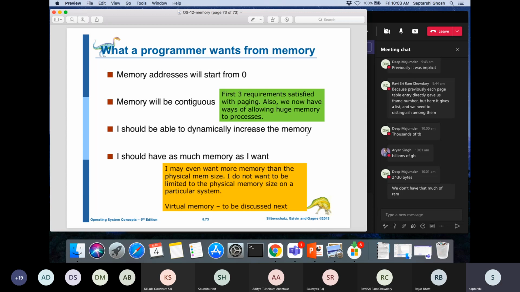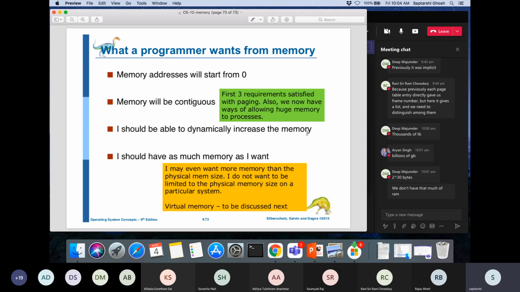So the idea is this. Suppose you have developed a program on the IIT Kharagpur department server, which has, let's say, 1 TB of RAM. You have developed your program, which requires a huge amount of memory as well. But now the same program you want to run on your laptop or desktop. Clearly that does not have 1 TB of RAM. Maybe that has 8 GB of RAM, 32 GB of RAM.